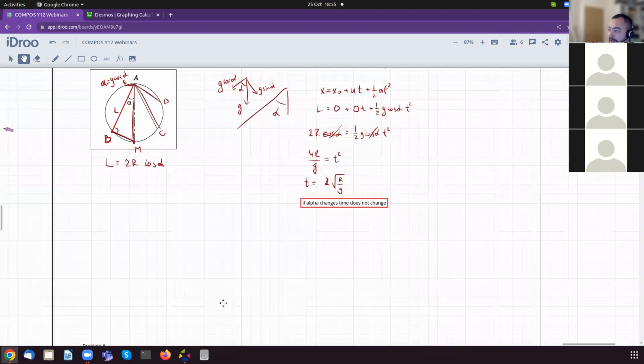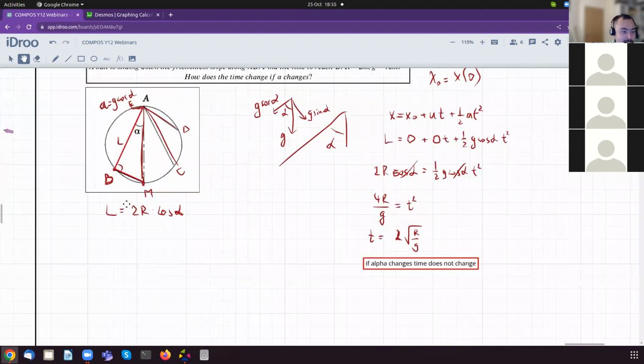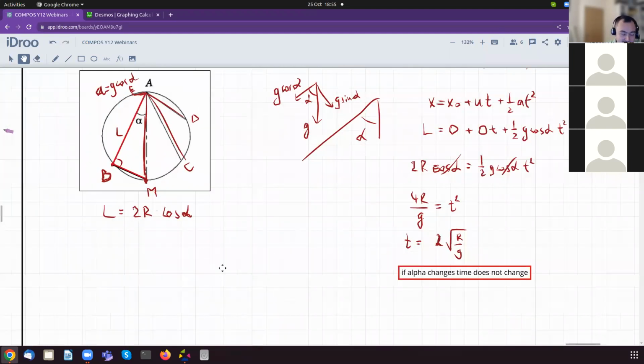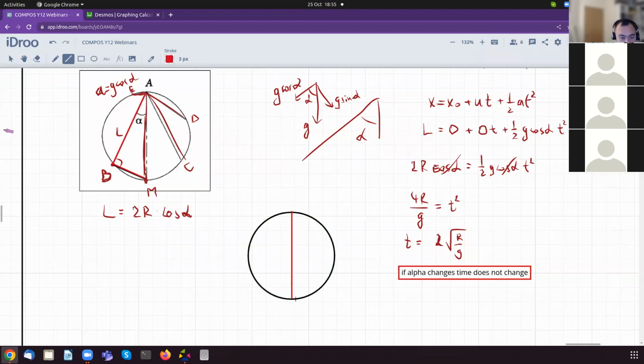Is L always perpendicular to BM? Yes, because if you have a semicircle, it's an angle in a semicircle. It's a circle theorem.